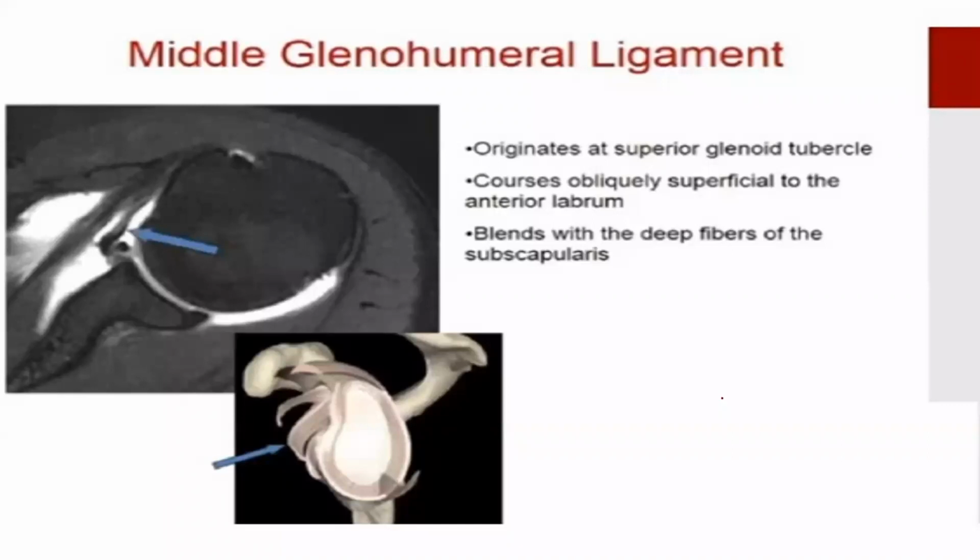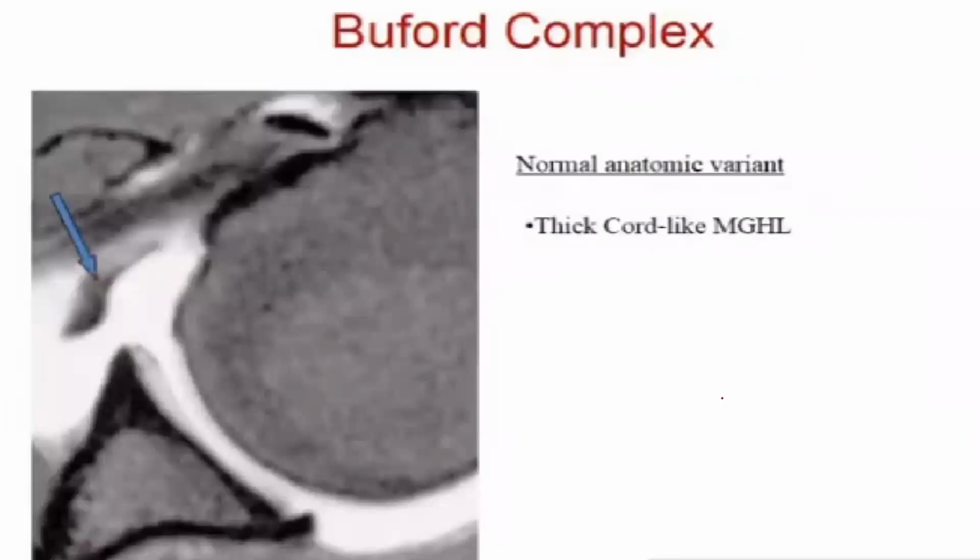It's thicker than the other ligaments. This is the middle glenohumeral ligament. It helps in stability of the shoulder joint. What is the Buford complex? The Buford complex is a normal anatomic variant, and we see that the middle glenohumeral ligament is thick. So don't confuse this with a tear.